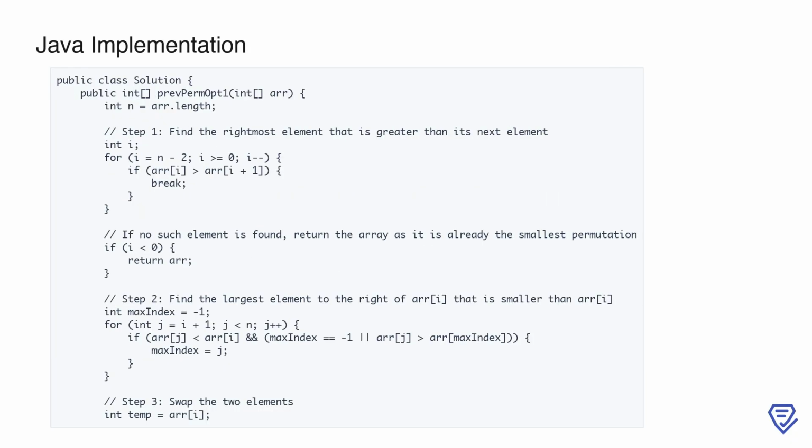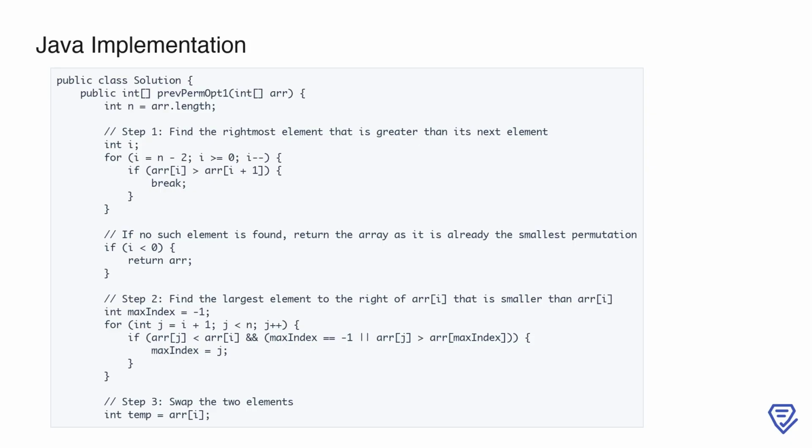Here, we start by defining the prevPermOpt1 method, which takes an integer array arr as input and returns the modified array. The goal is to find the previous permutation of the array with exactly one swap. First, we determine the length of the array and initialize a variable i to help locate the rightmost element that is greater than its next element. This is done using a loop that iterates backwards, starting from the second to last element. If such an element is found, we break out of the loop.